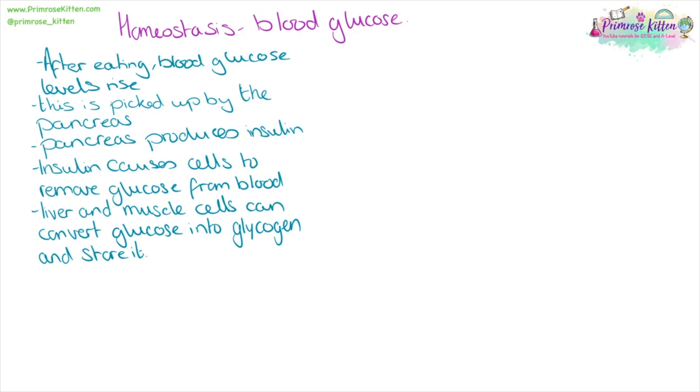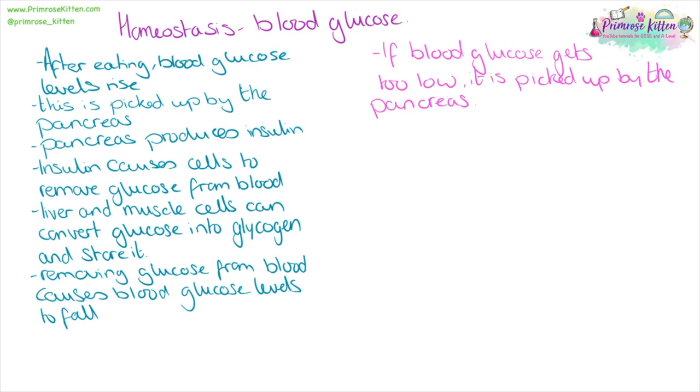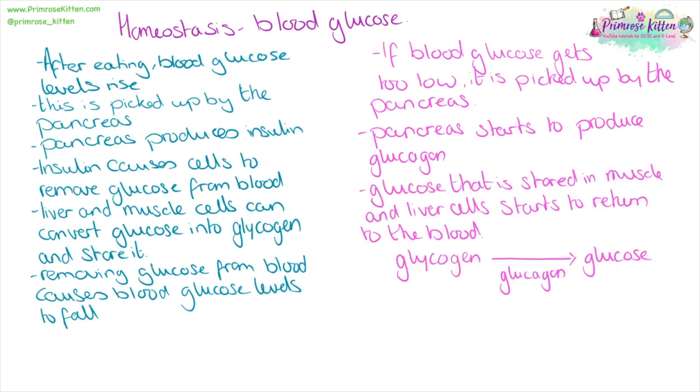Removing glucose from the blood will cause blood glucose levels to fall. If blood glucose levels get too low, this is also picked up by the pancreas. The pancreas will start to produce glucagon. The glucose that has previously been stored in muscle and liver cells starts to return to the blood. The most complicated part of this is getting all the names right. The stored form of glucose is glycogen. Glucagon will convert that into glucose. And this returning of the glucose will cause blood glucose levels to rise again.